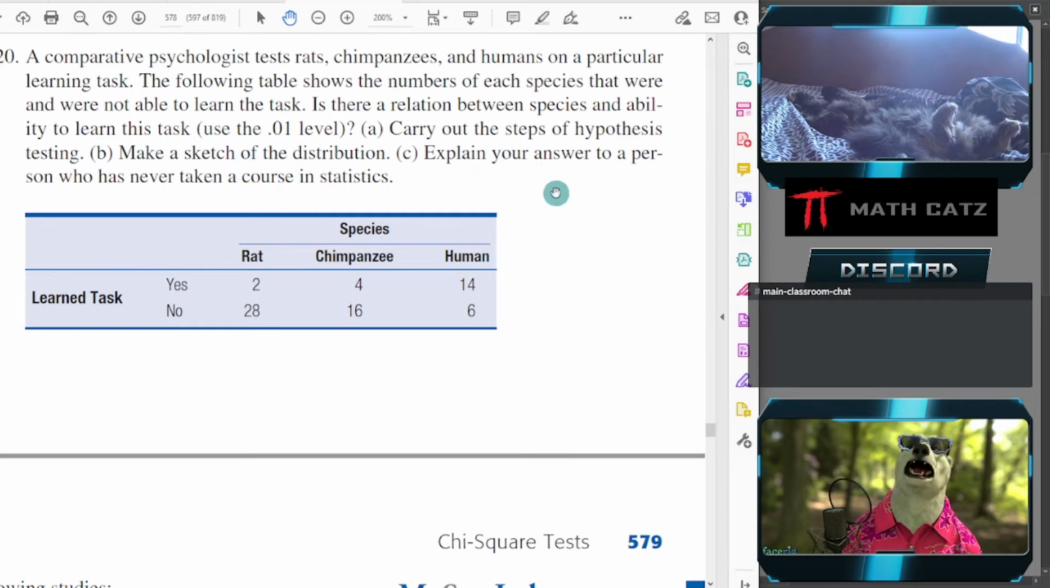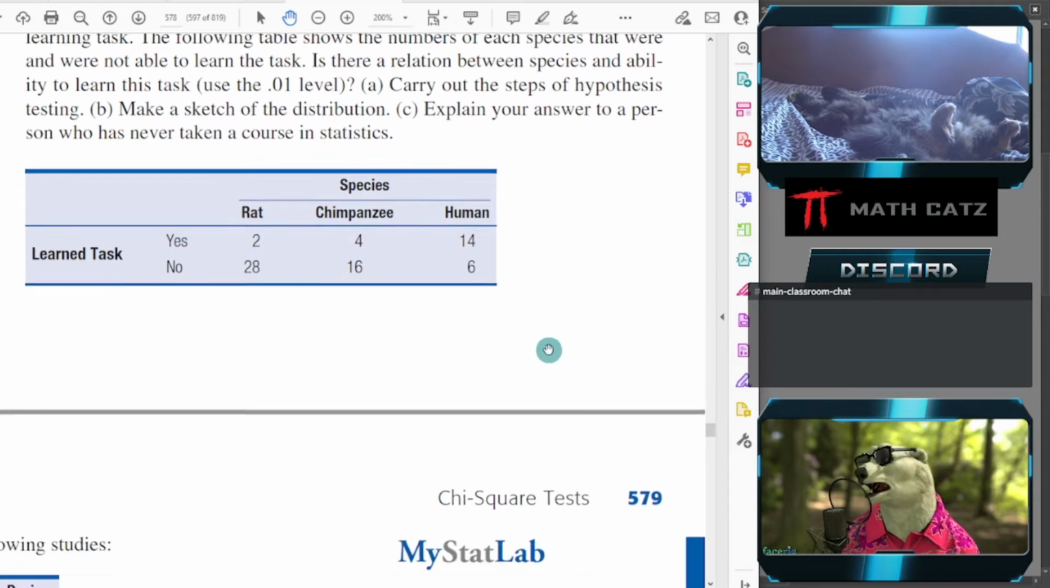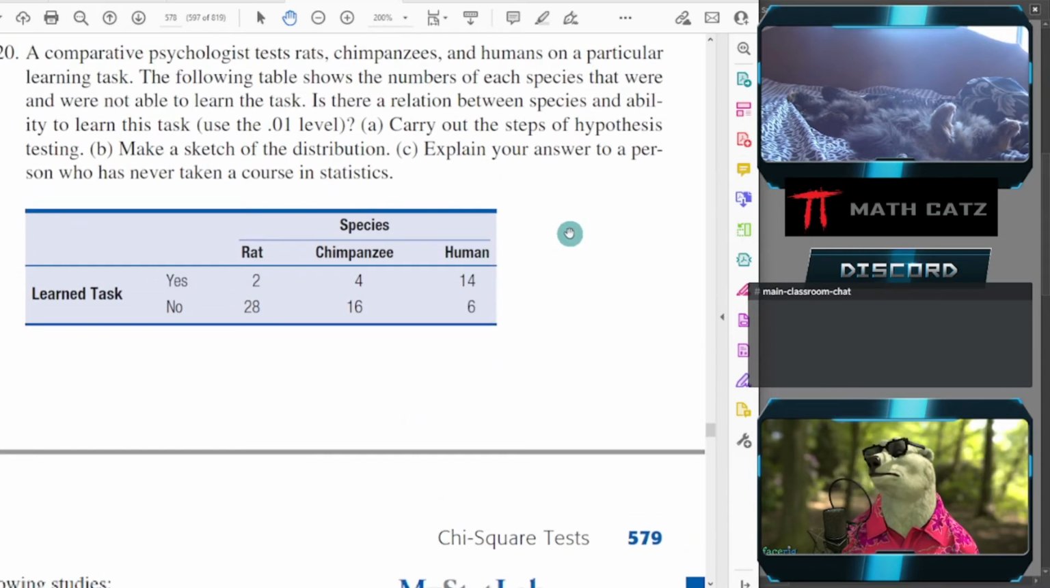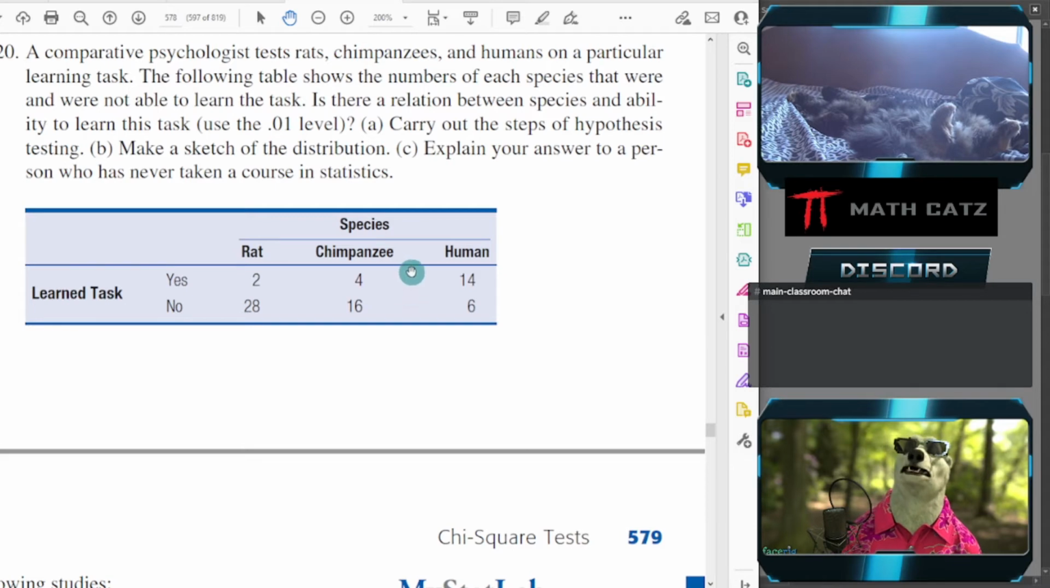And as we go, we'll explain what we're doing. We're not going to write out part C. That's the way we usually do it. But of course, you can take notes of what we're saying, and then you have answered C. So let's just check there's no follow-up. No, okay. We want to investigate: is the ability to learn this task independent of the species type? Or is there some connection between these?